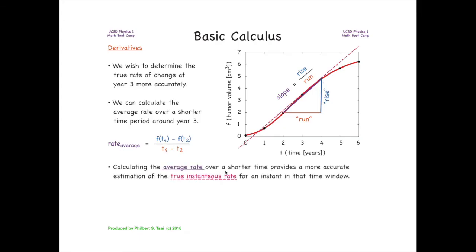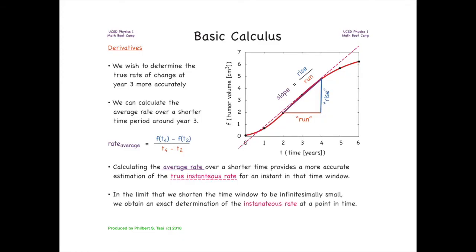Calculating the average rate over a shorter period of time provides a more accurate estimation of the true instantaneous rate for any instant in that time window. And as you can see, this shortened time window gives us a better approximation of the true slope at the 3-year time point. In the limit that we shorten the time window to be infinitesimally small, we can obtain an exact determination of the instantaneous rate at that point in time.